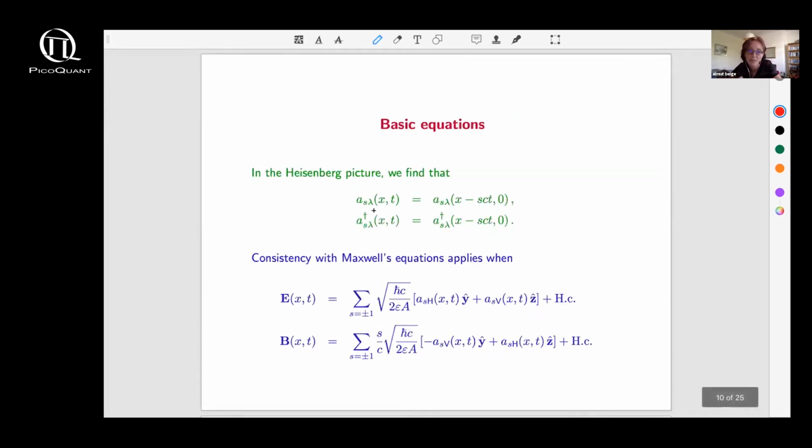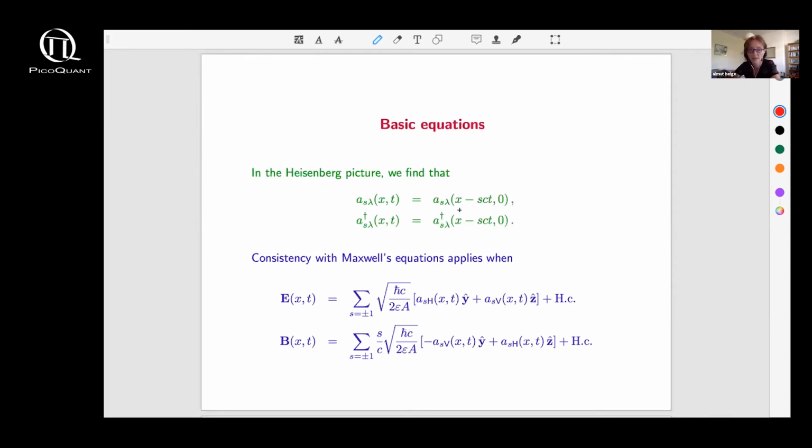So the first thing we obtain is we observe that light moves with the speed of light. And that immediately tells you that the operator A_{s,λ}(x,t) has to be the same as A_{s,λ}(x − sct), where s is the direction in which your wave packet travels. The same has to apply for the annihilation operators. And because we want the highly localized wave packets to be the origins of electric and magnetic field amplitudes, that suggests that they are directly related.